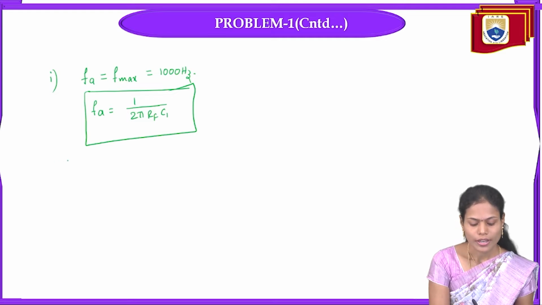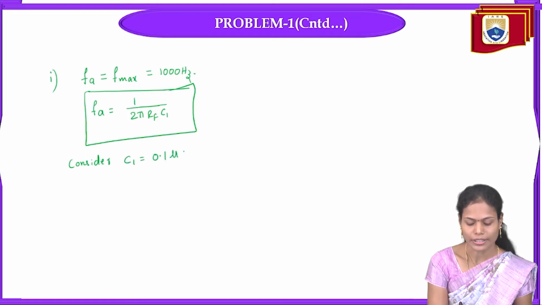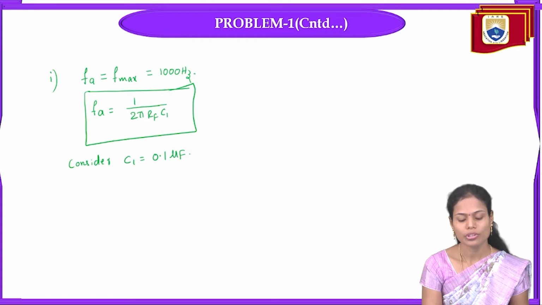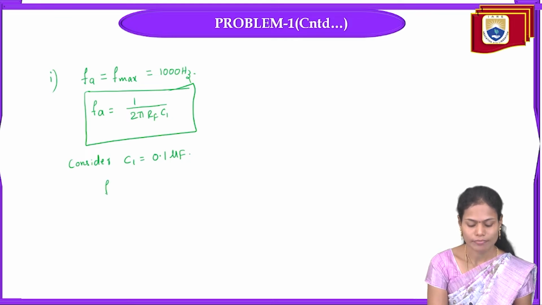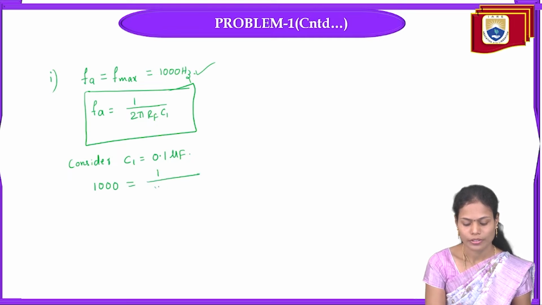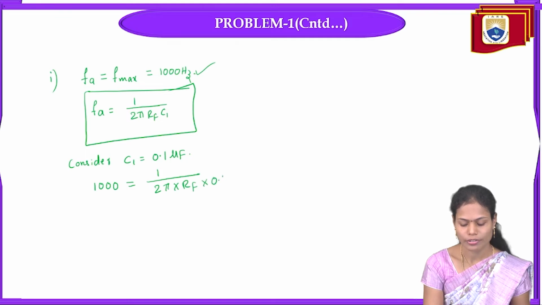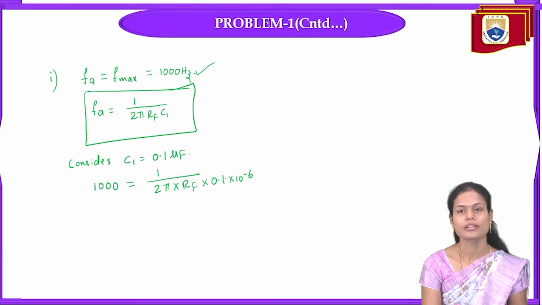Next I am considering my capacitor C1 value as 0.1 microfarads. So here we know the value of FA as well as C1, so that we can calculate the value of RF here. So from this I can calculate RF as FA equal to, the FA value is given as 1000 Hz. So 1000 is equal to 1 by 2 pi into RF value we don't know, into C1 is 0.1 into 10 power minus 6 farads.